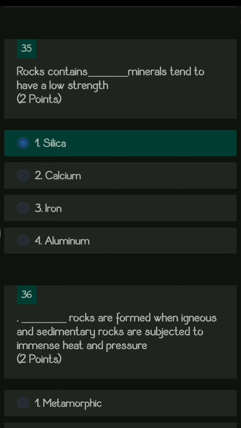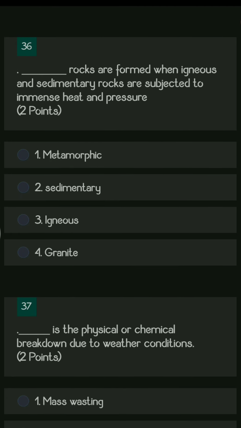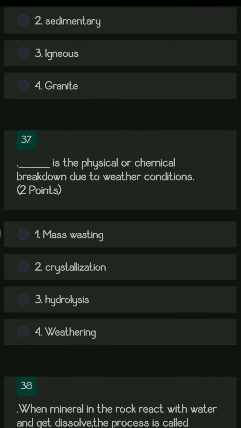Next question. Rocks are formed when igneous and sedimentary rocks are subjected to immense heat and pressure. So, which are the rocks which are formed because of the combination of igneous and sedimentary rock? So, the metamorphic is the right answer, which is created because of lot of pressure created on the igneous as well as sedimentary rocks.